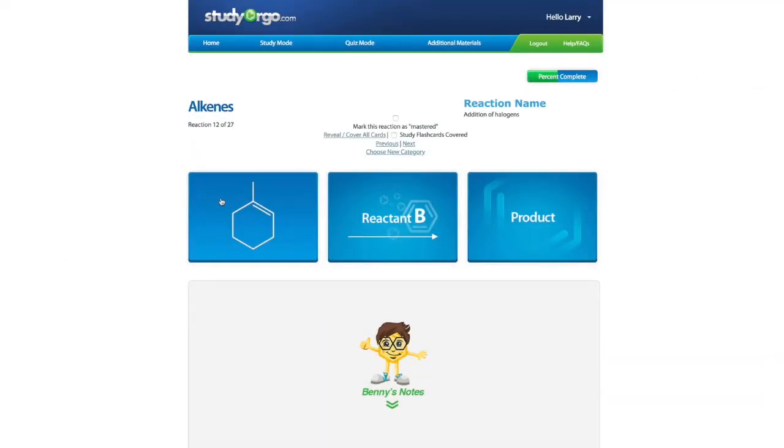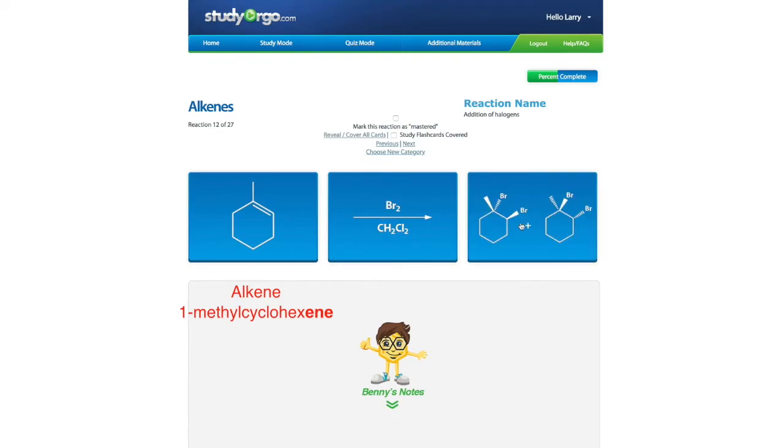Okay, welcome to StudyOrgo's explanation of addition of bromine across alkenes. To start the reaction, we'll take an alkene, in this case 1-methyl cyclohexene, and react that with diatomic bromine, which is dissolved in a nonpolar organic chemistry solvent, methylene dichloride. And this is going to lead to the alkane product that has 2 bromines added across the original double bond.